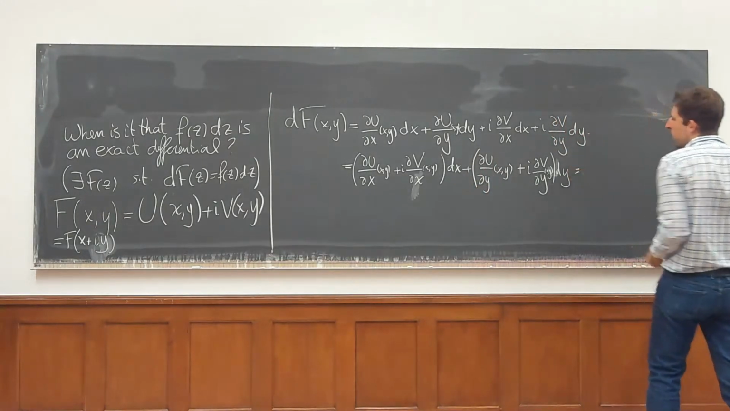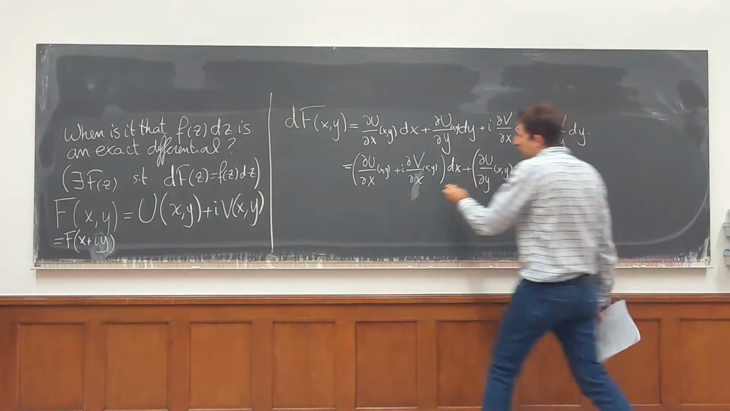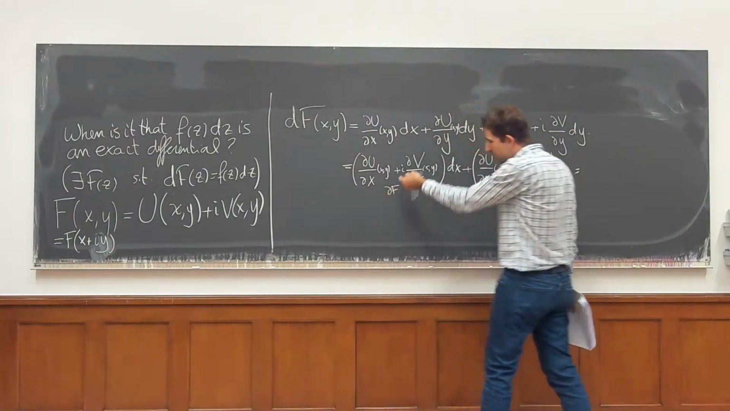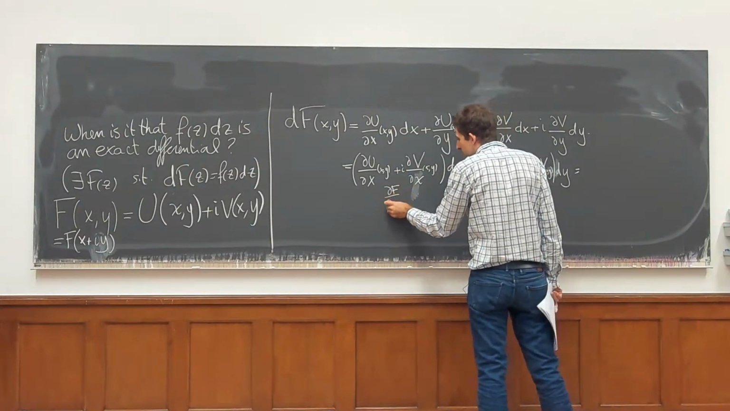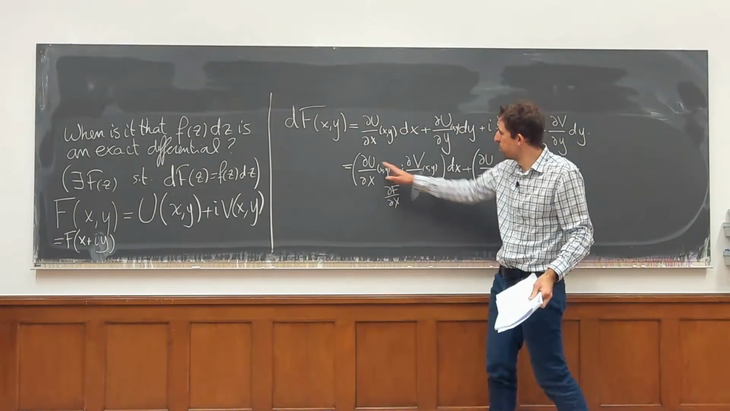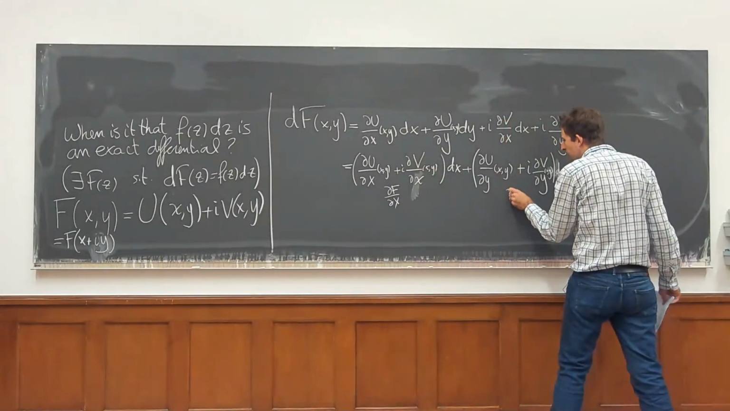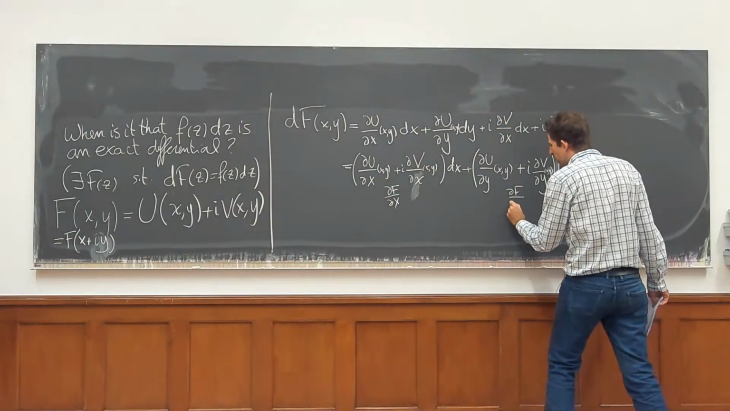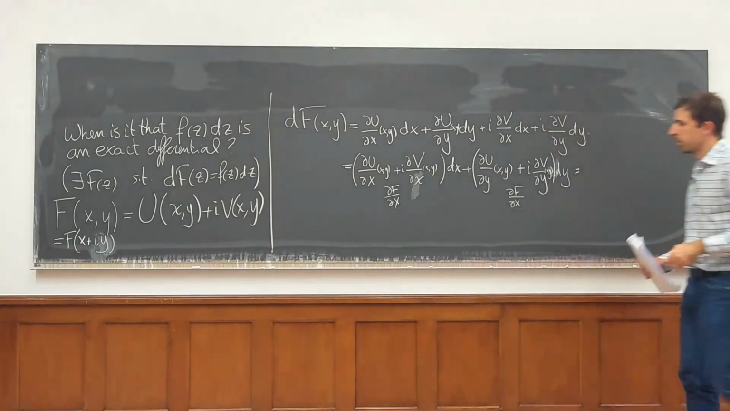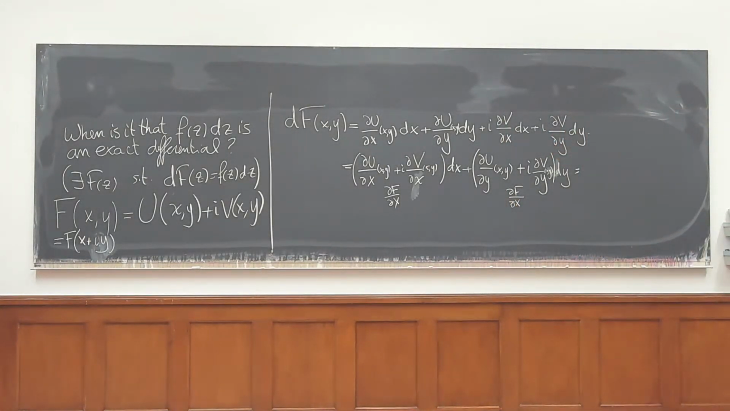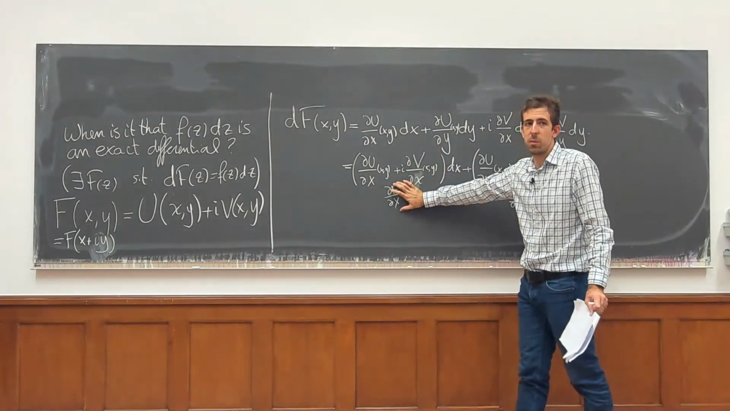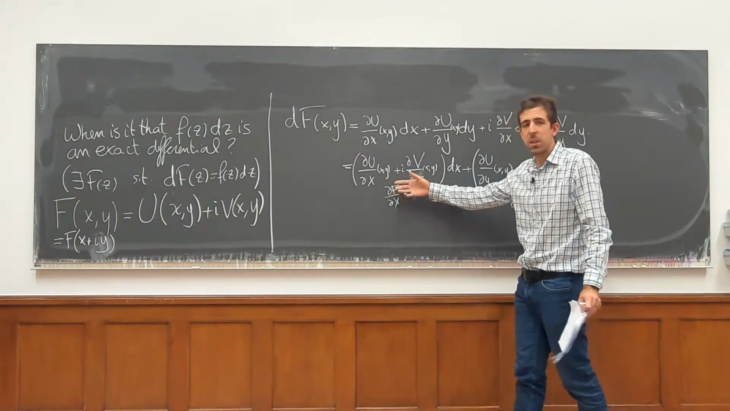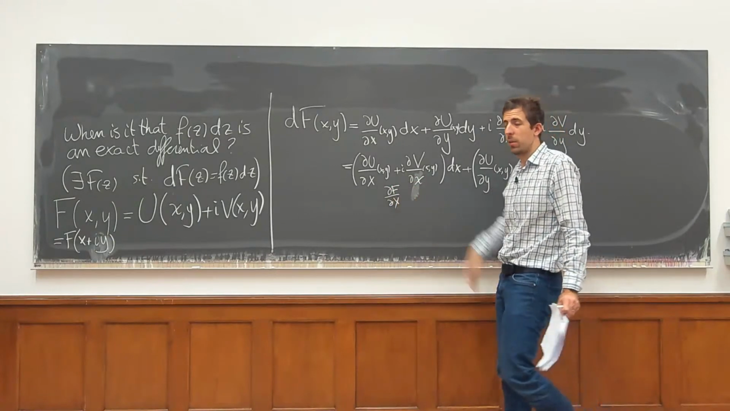Okay, but now what is this? This is just the derivative of f with respect to x, because f is u plus iv, and this is also the derivative of f with respect to y. Here they're derivatives of real functions. Now I'm talking about derivatives of complex functions, but the derivative is taken over a real variable, so the definition is exactly the same.